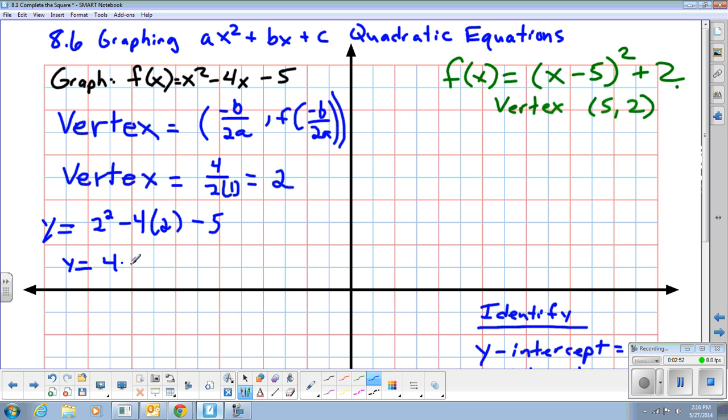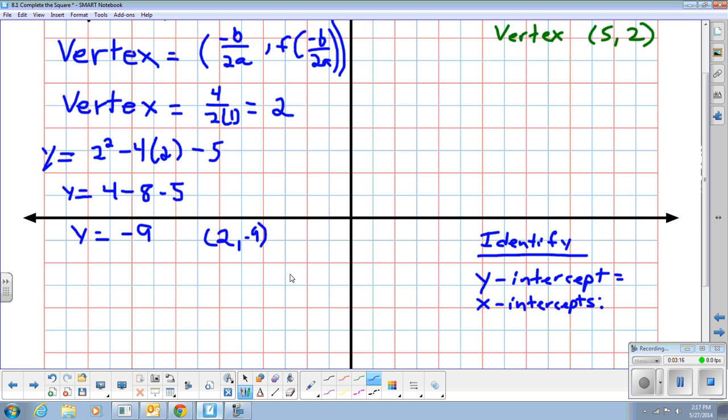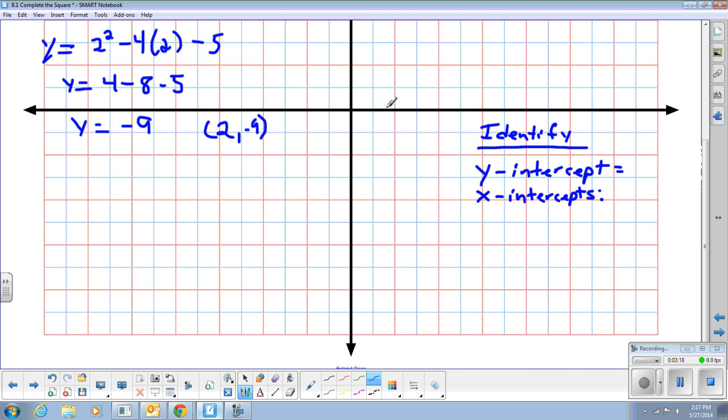4 minus 8 minus 5. And y of that vertex equals 4 minus 8, negative 4. Negative 4 minus 5 is negative 9. So now my vertex coordinate will be 2, comma, negative 9. And as we know from our work before, we're going to plot this. So I'll write 2, down 9, that's 6, 7, 8, and negative 9 is way down here.